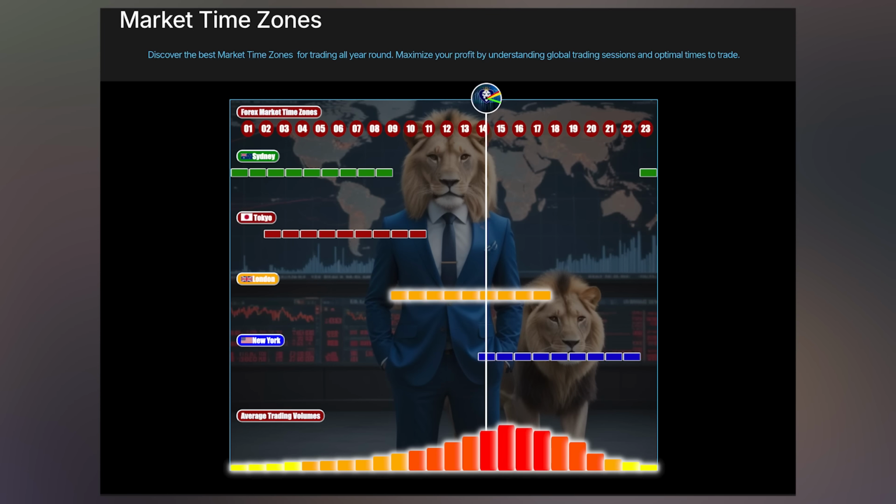And if you can see here, what do we have? We have this market session right here. Let's just change the color so that you guys can see very well. We have the Sydney session, the Tokyo session, the London session, and the New York session. You can see these bars right here represent those different sessions. And this line here moves as the time is going.